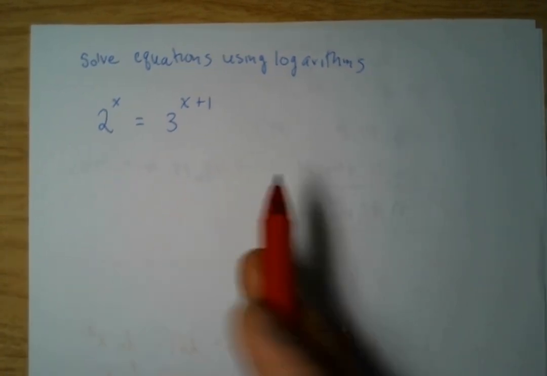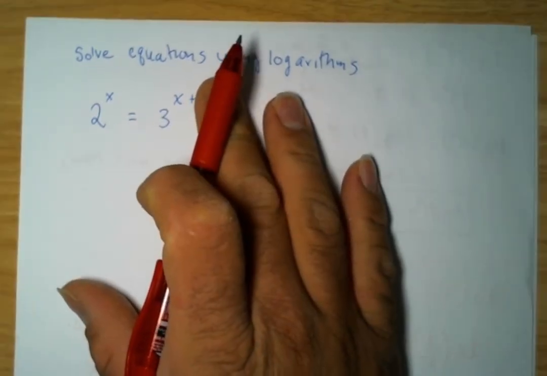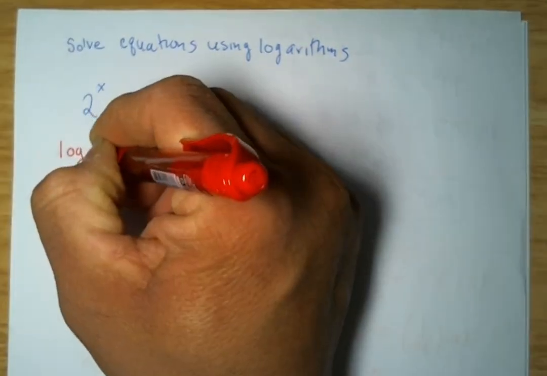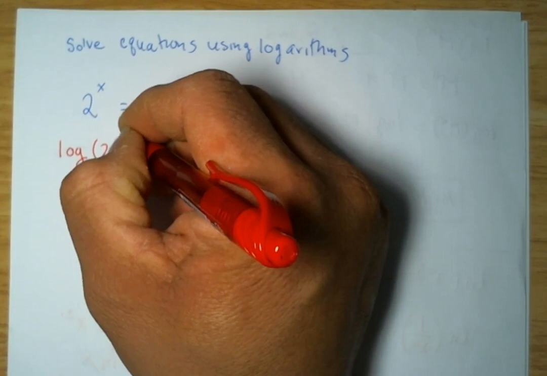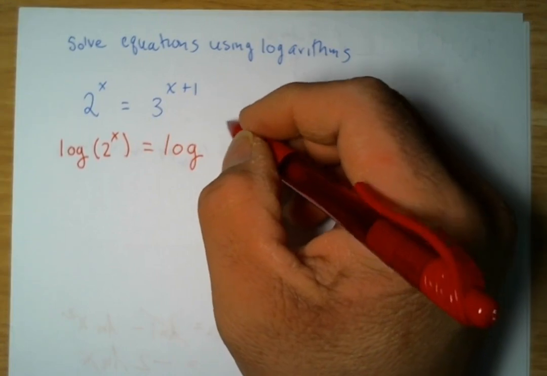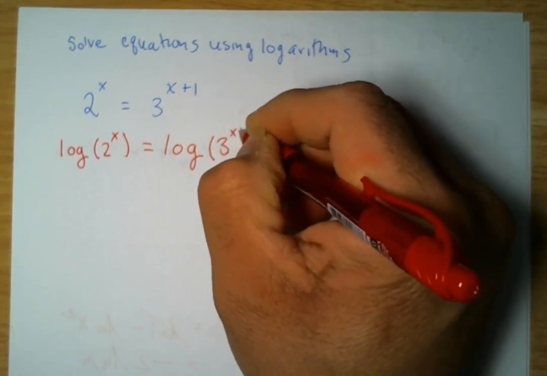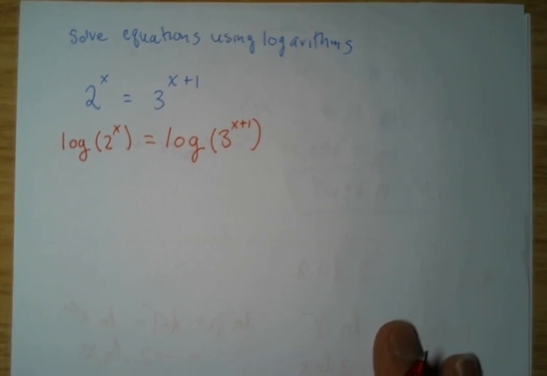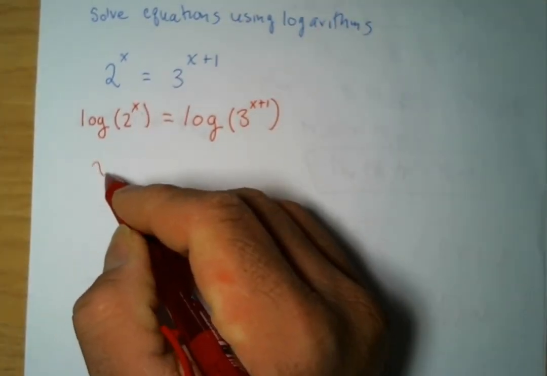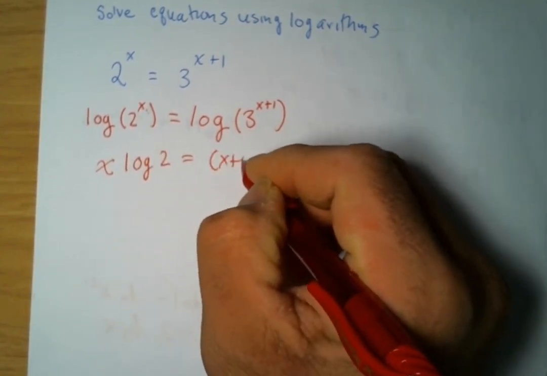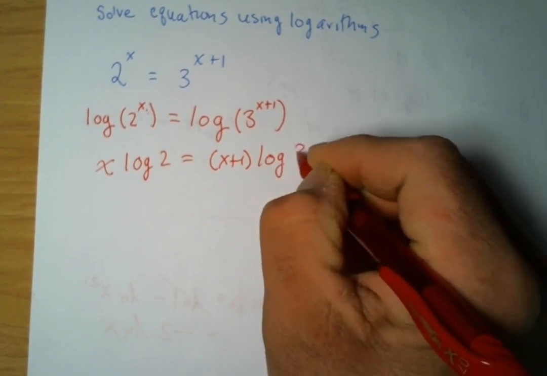So I'm just going to write log. We'll assume it's the common logarithm. Well, not assume, it is the common logarithm, base 10. So I'm going to take log of both sides of the equation here. Again, here we're using the one-to-one property, not just of the exponentials, but the logarithm is also one-to-one. And then from here, I'm going to use the properties of logarithms. Those are going to come into play here. So here, I'll use the power rule: x log 2 equals x plus 1, log 3.